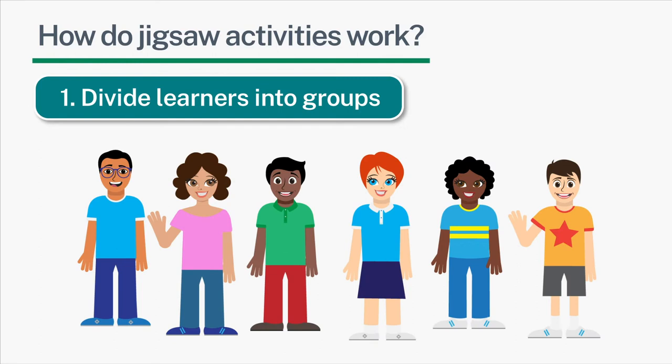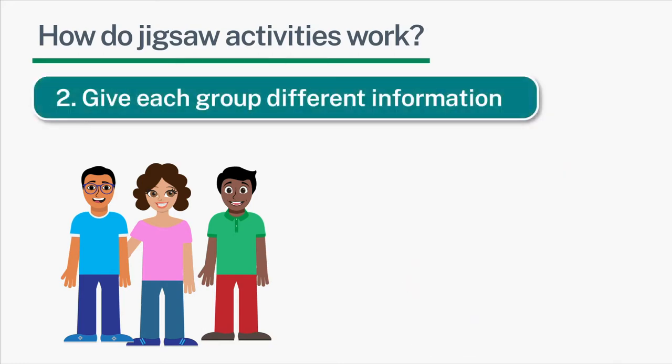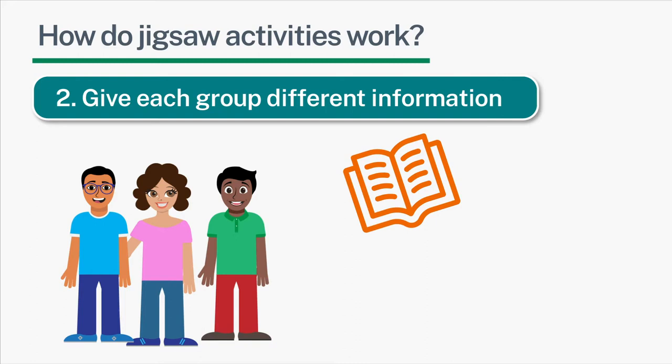First, the class is divided into groups of learners with 3 to 6 learners per group. Give each group a letter, colour or other name, for example Group A, Group B, and so on. Then each group is given some different information on a particular aspect of a topic which they then become the experts in. This information can be presented in a number of ways, including as a written text for learners to read, for example a few sentences, a paragraph or a whole text on a particular topic.